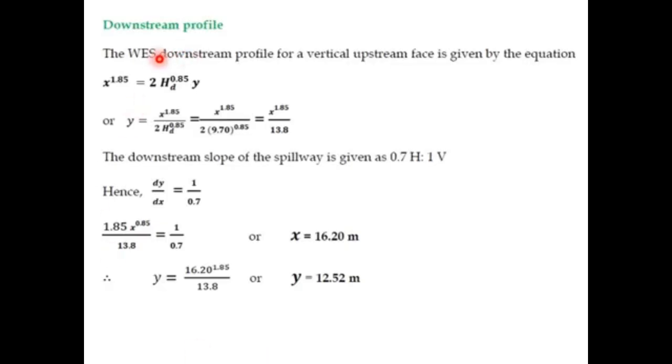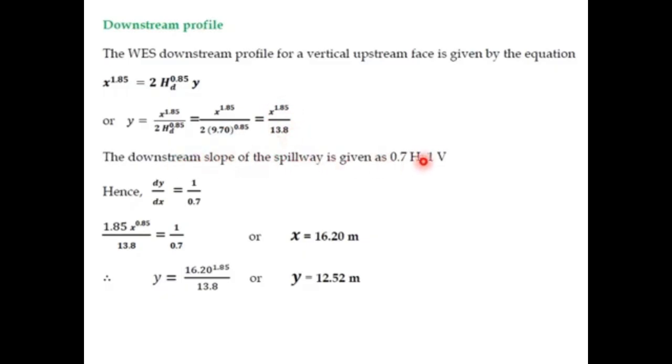In a similar fashion, we can calculate the downstream profile as per the WES profiles, which is given by x to the power of 1.85 equals 2 times HD to the power of 0.85 y. So y can be calculated in terms of x, by substituting the value of HD as 9.7. So we get y equals x to the power of 1.85 divided by 13.8.